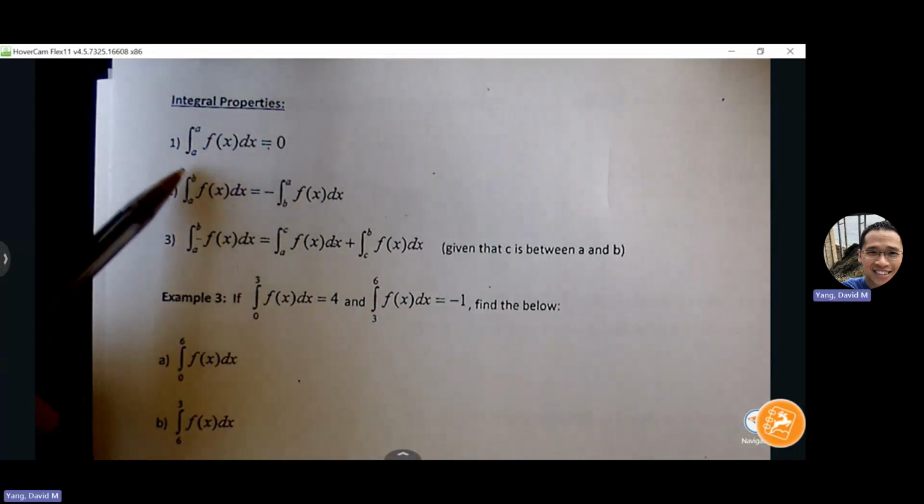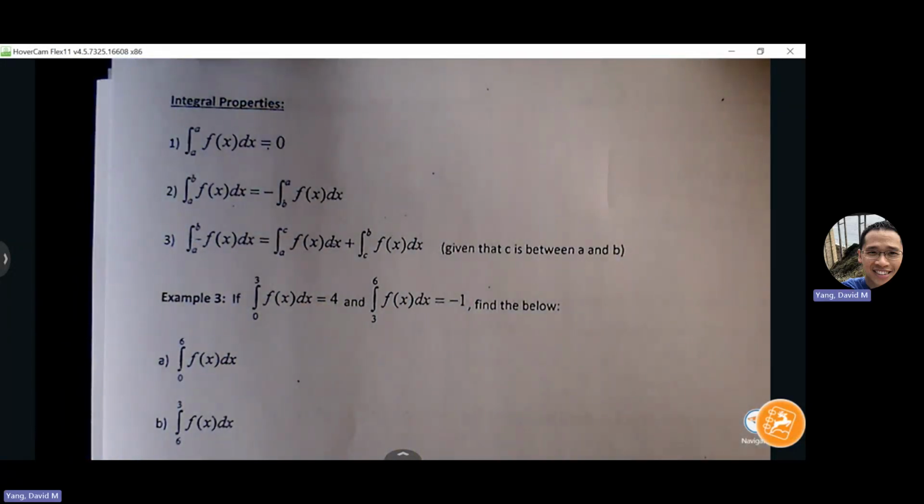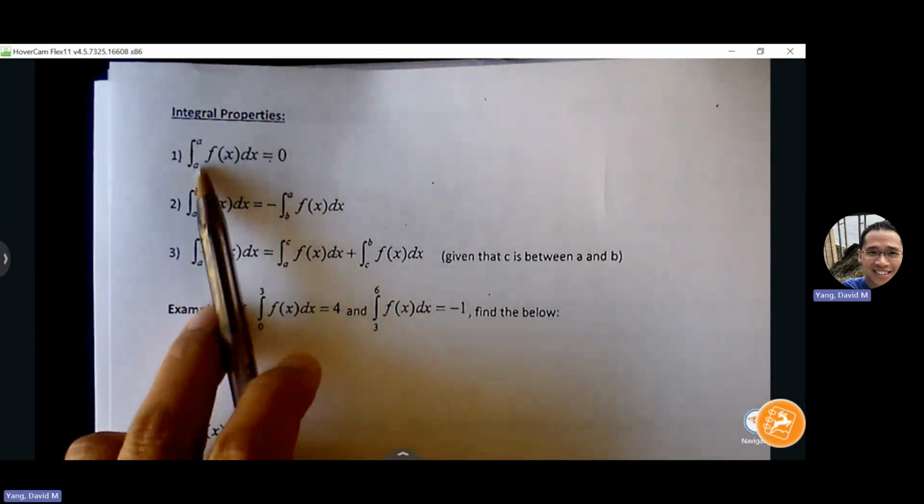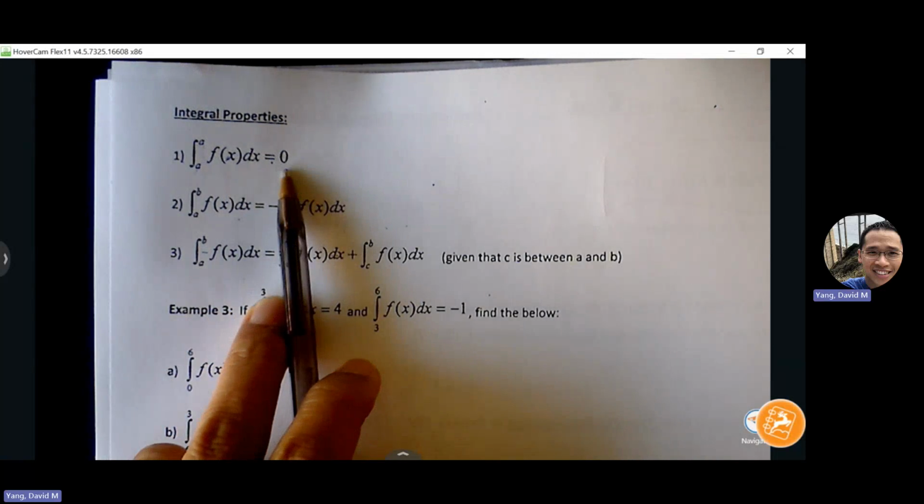Integral properties. If my bounds are the same, that means I haven't moved. That means I'm starting at A and I haven't created any width for me to find the area. So if my bounds are the same, I basically have no width. If I have no width, I have no area. If I have no area, it's just 0.